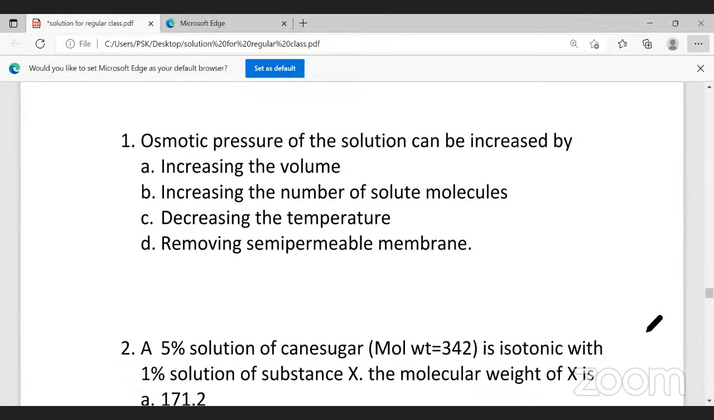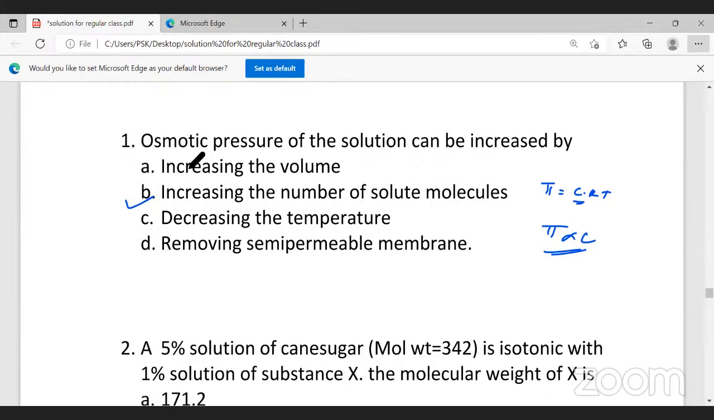The osmotic pressure of a solution can be increased by: increasing the volume, increasing the number of solute molecules, decreasing the temperature, or removing the semi-permeable membrane. Any colligative property is directly proportional to the number of solute particles, remember. We know that pi is equal to C into RT, and concentration stands for number of particles, so pi is directly proportional to C. So by increasing the number of solute molecules, osmotic pressure can be increased.